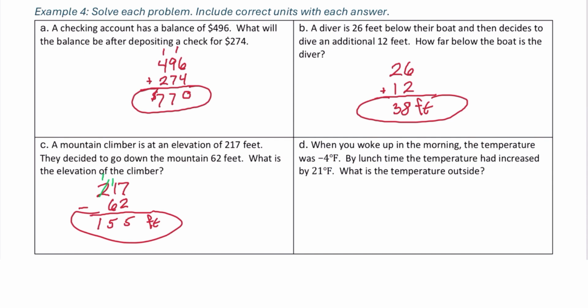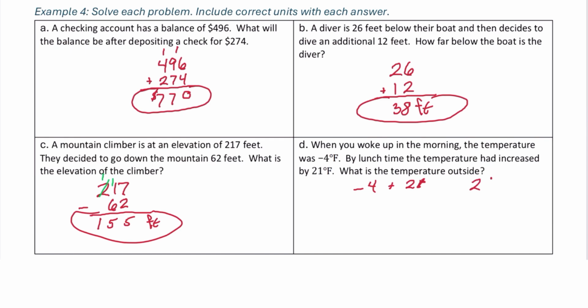Part D. When you woke up in the morning, the temperature was negative 4 degrees Fahrenheit. By lunchtime, the temperature had increased by 21 degrees Fahrenheit. What is the temperature outside? Starting at negative 4 degrees and then adding 21 degrees.